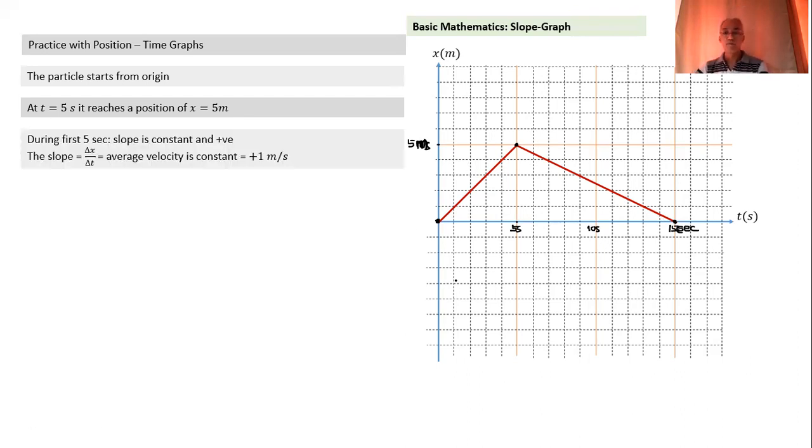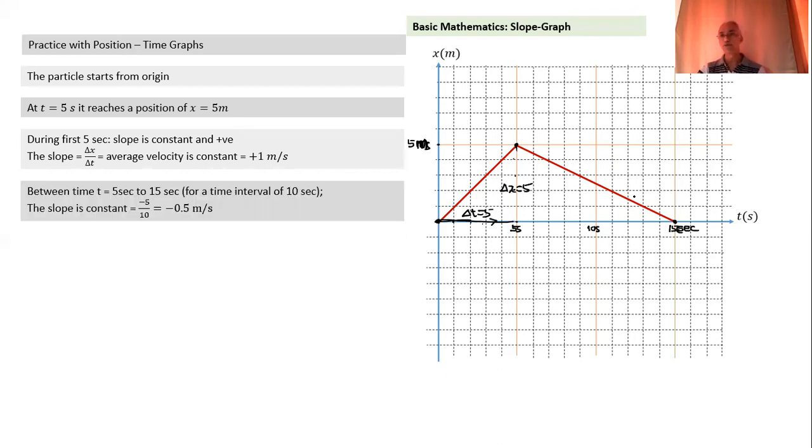And what else do we notice? During 5 seconds, the slope is constant, and slope will give you delta x by delta t, which is velocity, which means velocity is constant. If I have to calculate slope here, if I take these 2 points, 1, 2, 3, 4, 5 units along the horizontal direction, so delta t is equal to 5 seconds. And what is delta x here? Delta x is 1, 2, 3, 4, 5. So delta x also is equal to 5. So the ratio is equal to 5 meter per second. Sorry, 1 meter per second. So during 0 to 5 seconds, it is moving with a constant velocity of 1 meter per second.